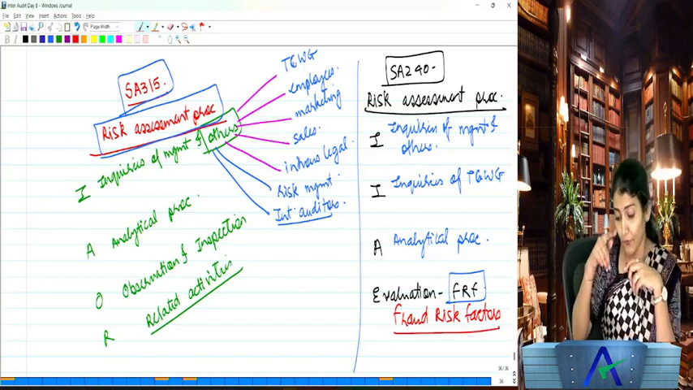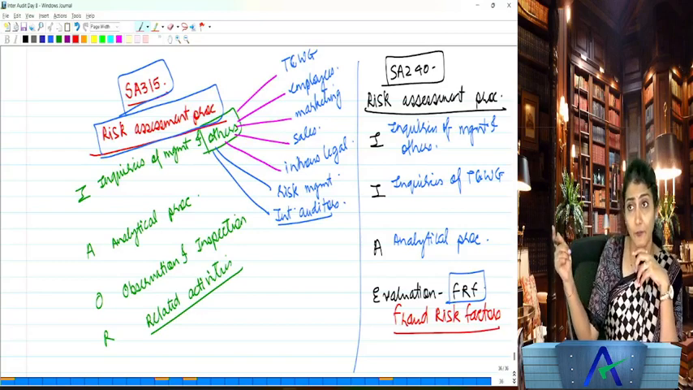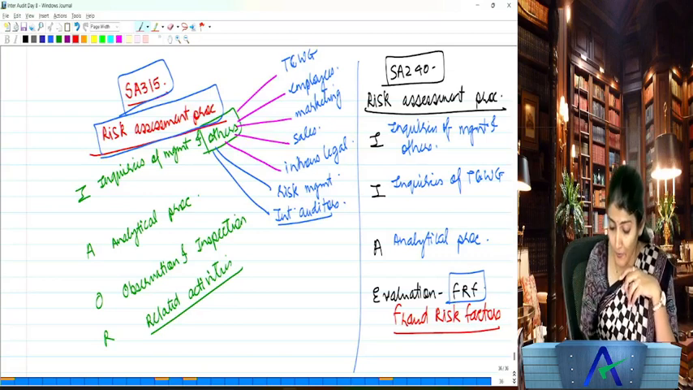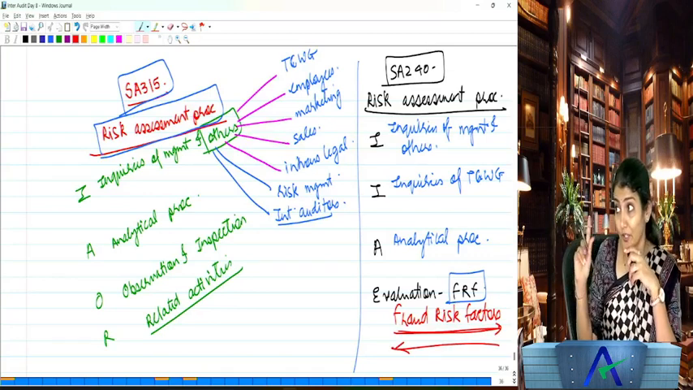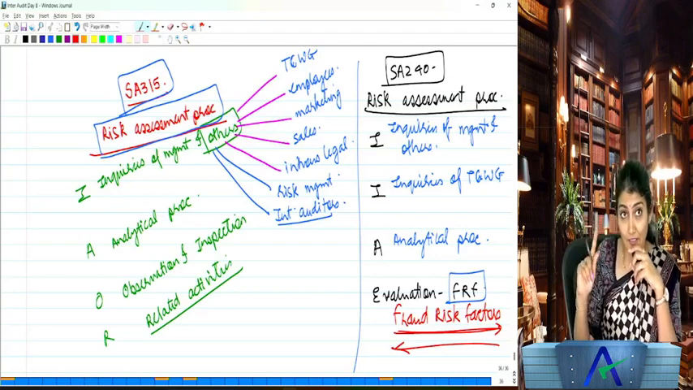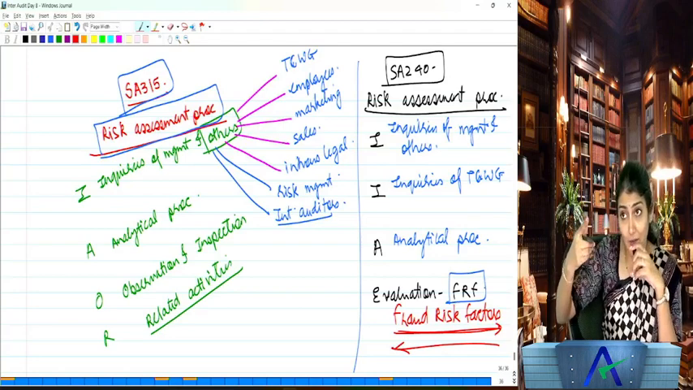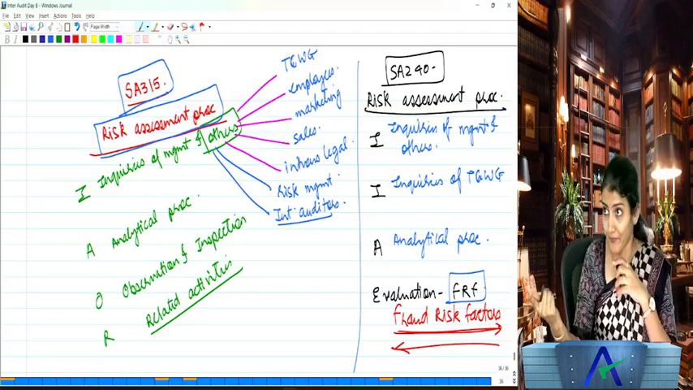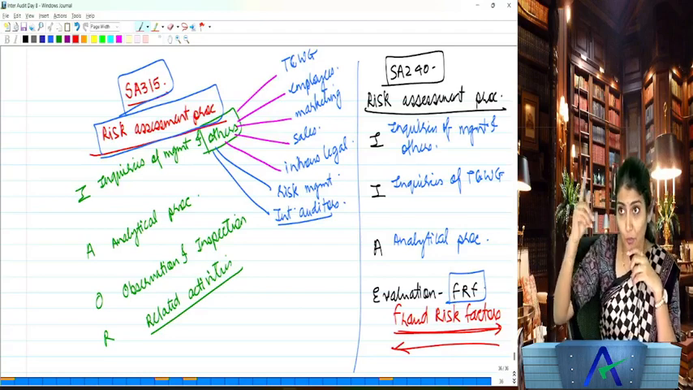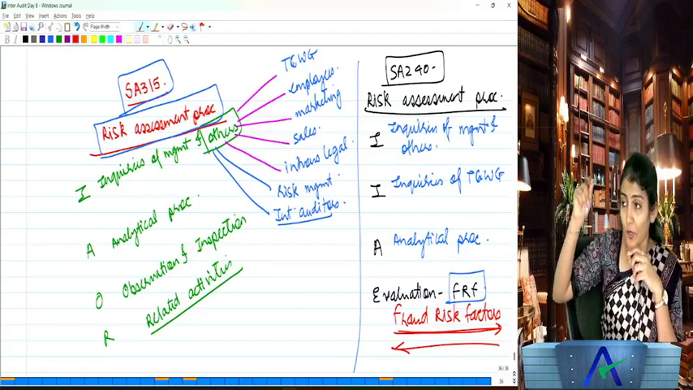How do I read it? Fraud risk factor, left to right? Fraud risk factor. How do I read it, right to left? Don't say factor risk fraud. Factors due to which there is a risk of fraud. Right, factors due to which there is a risk of fraud.